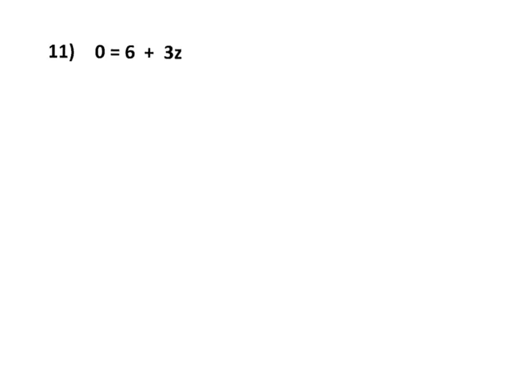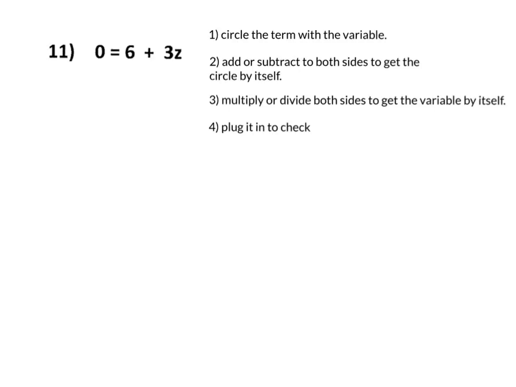Here's the last one that we have. Let me bring up the steps. Alright, step 1. Circle the term with the variable, 3z. Step 2. What we need to do to get the circle by itself is get rid of this positive 6. The inverse of plus 6 is minus 6. So we got to do that to both sides. So I get negative 6 is equal to 3z.